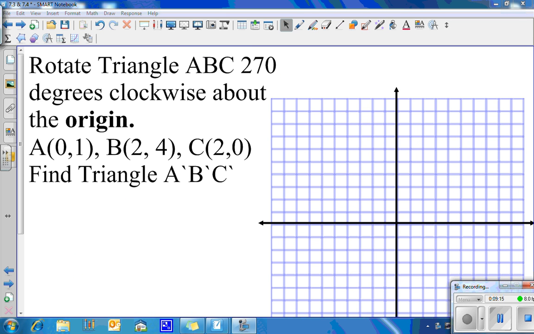Now, please open the video dealing with rotations to follow how to do it by hand.